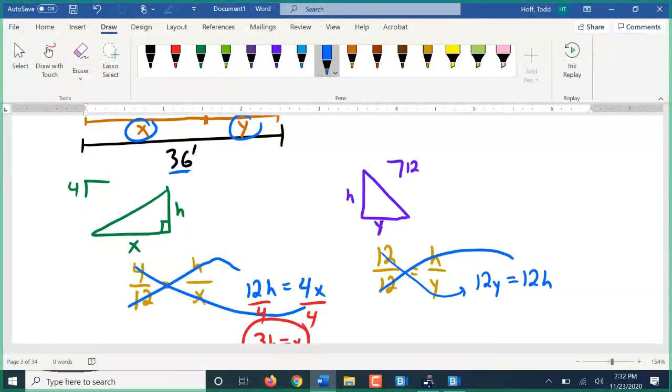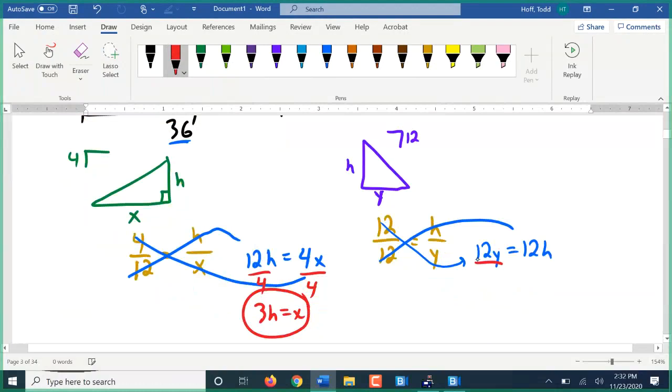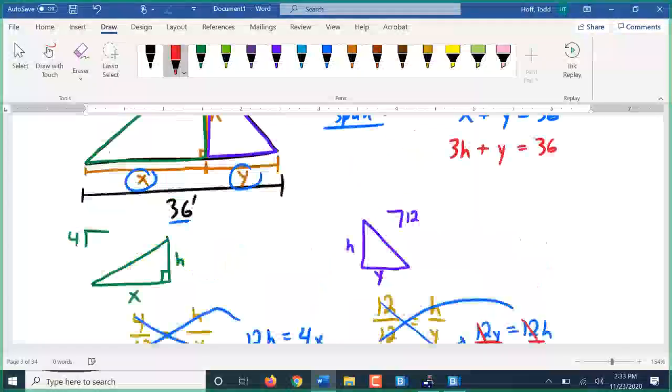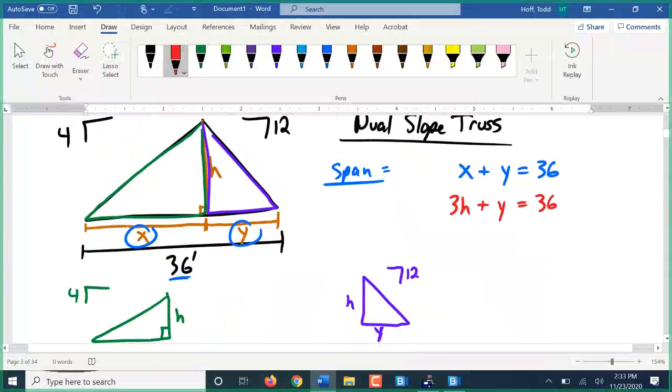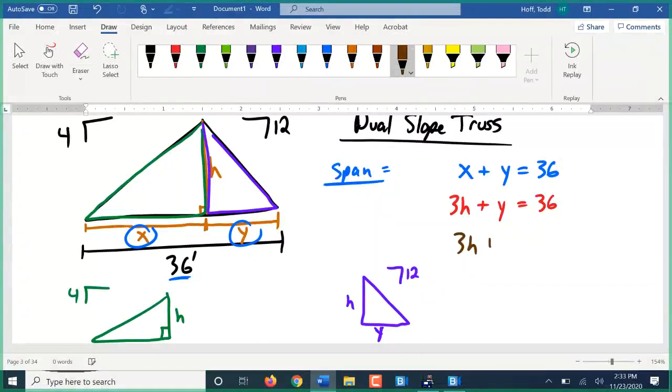And just like I solved for x in the last one, here I'm going to solve for y. It's not going to divide by y. I'm going to actually divide by 12. Divide out the 12. Y equals, well, that 12 divides out to just give me h. So y equals h. So I'm going to replace y here with h. So x has already been replaced with 3h. I replace y with h, and that equals 36. Now I have one equation with just one variable.